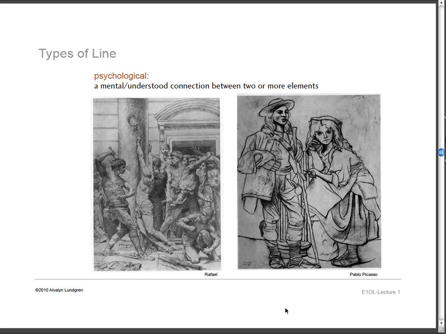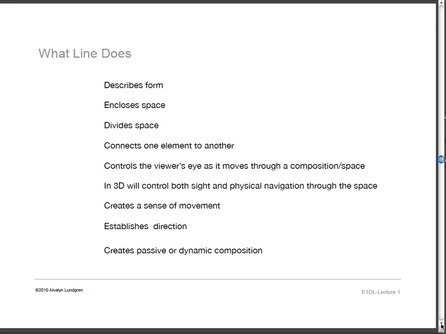Both of these drawings have psychological line, very obviously, inscribed line, or they wouldn't exist without it, and then implied line. And the implied line again helps organize the space and unify and bring everything together so it's all working together. So line is a very important thing in design. Between the three different types of line, it describes form.